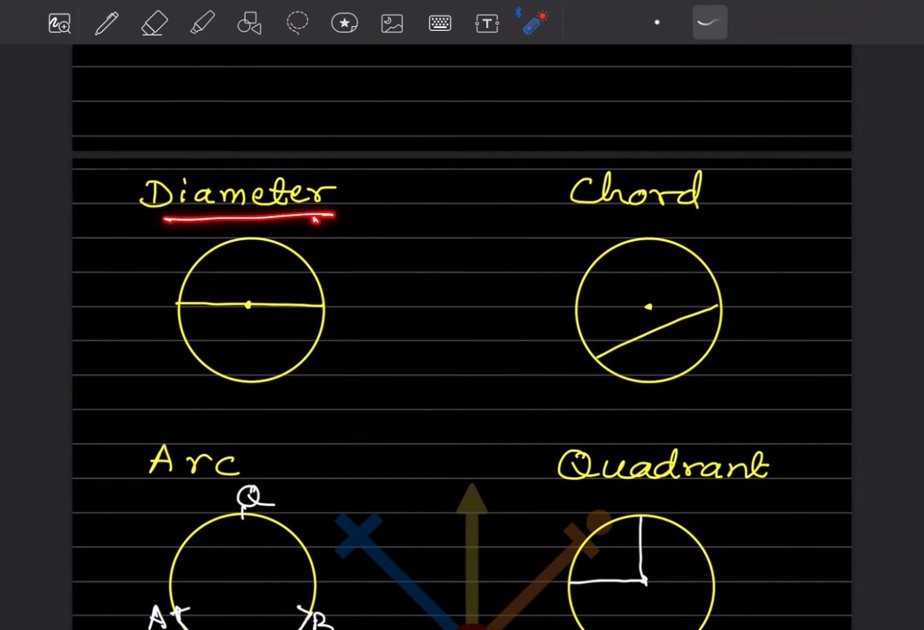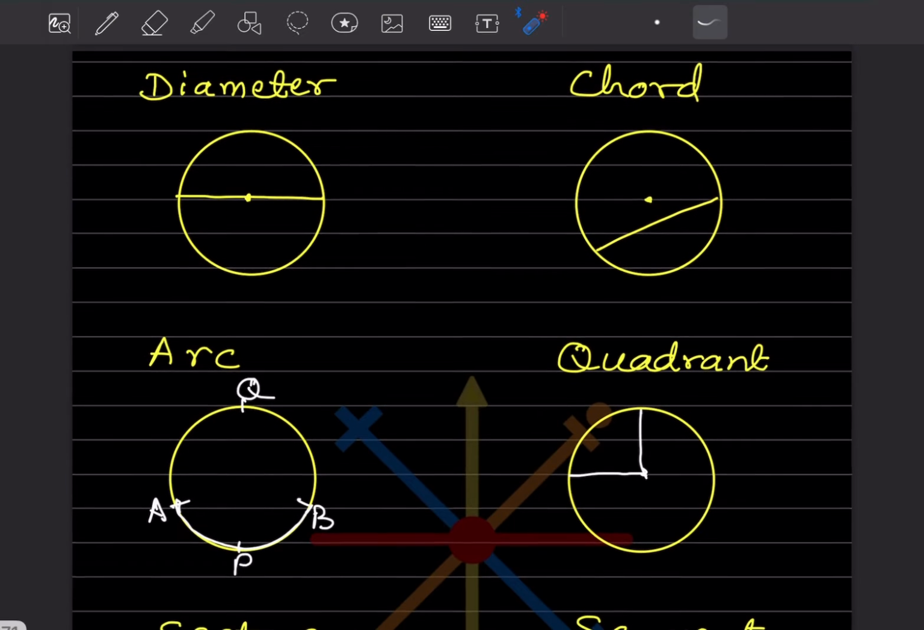And this is the diameter. So diameter means this circle, and this is the center of the circle. The diameter will always pass through the center of the circle. Now this is the chord. See, this is the center of the circle. So chord, you can see the difference: diameter always passes through the center. This is outside, it's not passing through the center.